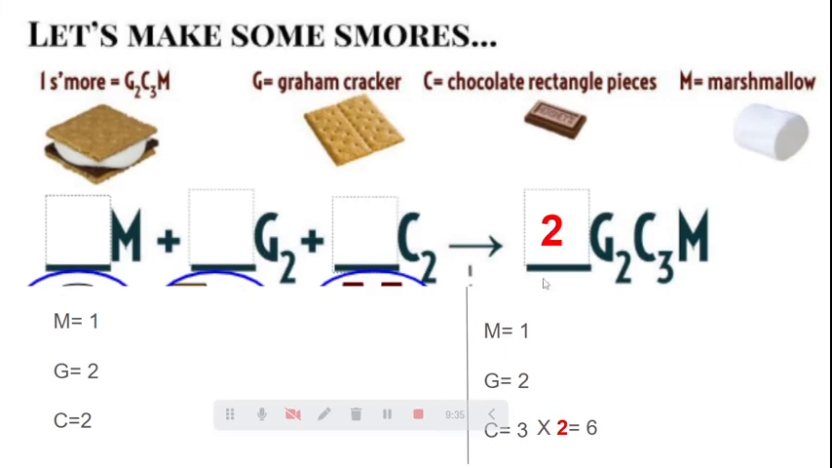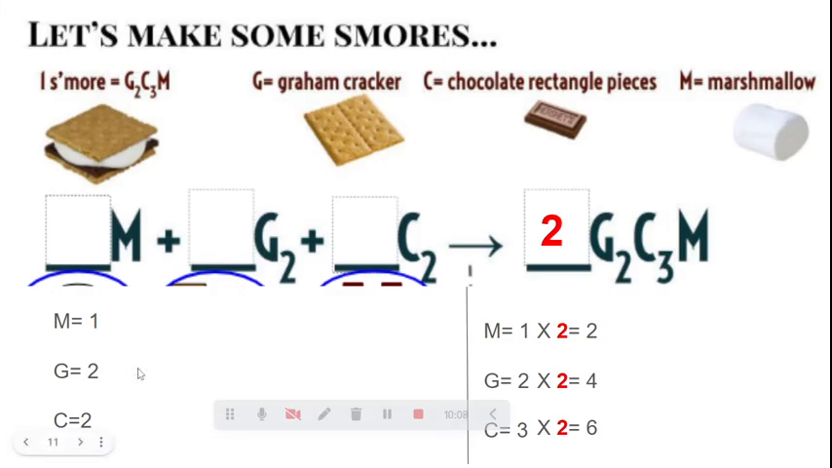But that also means that I need to distribute this 2 into each of these. Anytime you have a number in the front, the coefficient, it has to go to each of these that are in this part of the equation. So that means I have to do 2 times 2 for my graham crackers, which is going to give me 4. My marshmallows, I have to distribute 2 times 1, which is going to give me 2. So now let's see if everything is balanced.